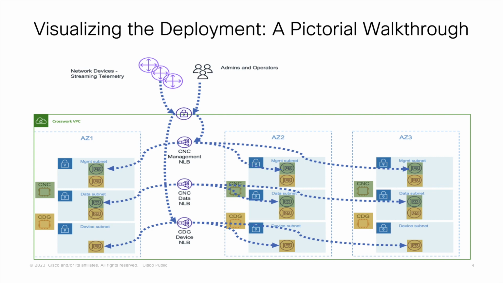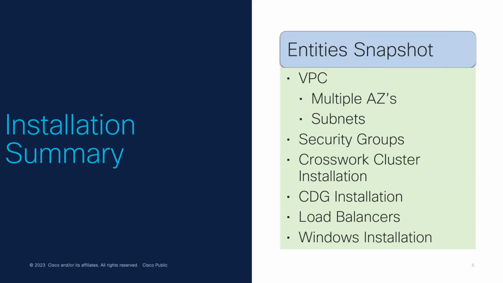When it comes to CDG, we'll be having 2 CDG instances. One will be sitting in AZ1 with 3 interfaces, which are management, data, and the device subnet. The second data gateway will be sitting in AZ2, which will again include 3 interfaces, which are management, data, and device interface. We'll also deploy the load balancers that are required for the management, data, and device subnets. As you can see in the picture, this is how the deployment will happen across this single VPC, but in a multi-AZ.